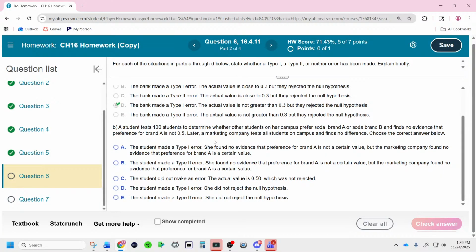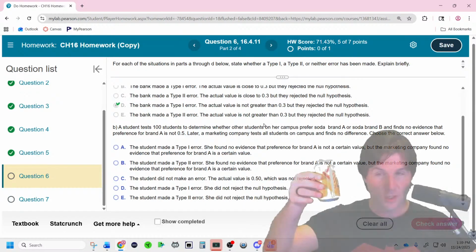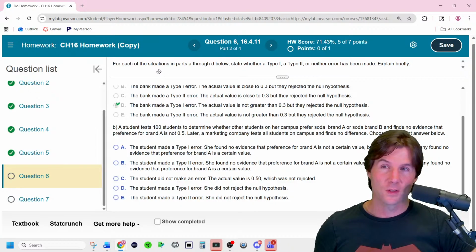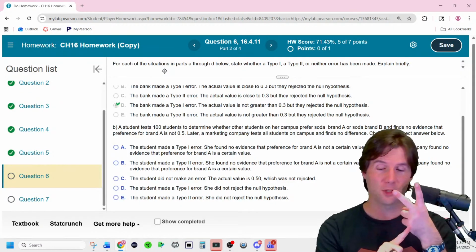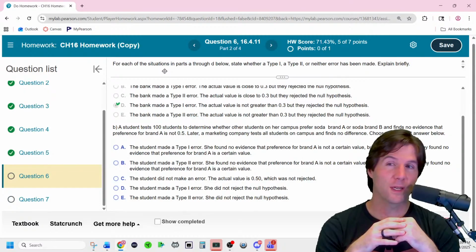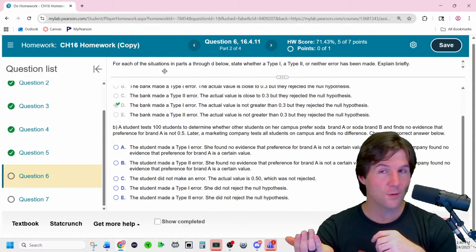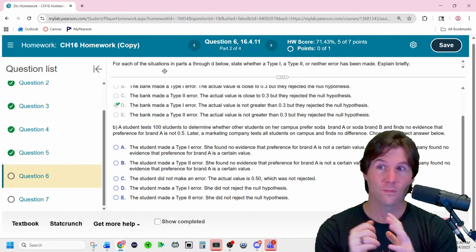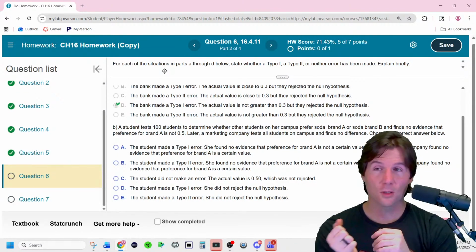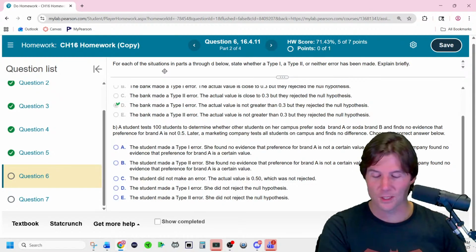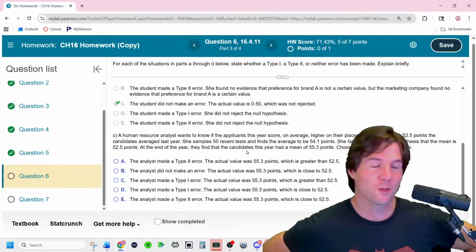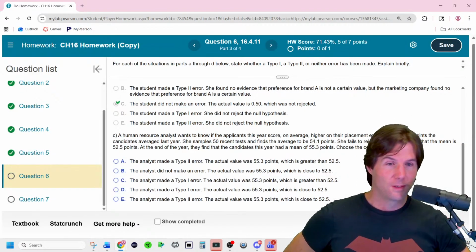Don't like that. A student tests 100 students to determine whether other students on our campus prefer brand A soda or brand B of soda, magical disappearing soda, and finds no evidence of a difference. That means they failed to reject the null, so they can only make a type 2 error. Later, a marketing company comes in and finds no difference. So the student found no difference, and then no difference was confirmed. So did they make an error? No. So they didn't reject the null, and then a census was done, and they didn't reject the null. No error was made, because they, like, here's what I found, and then someone else found the same thing. So that's the way it works right there.